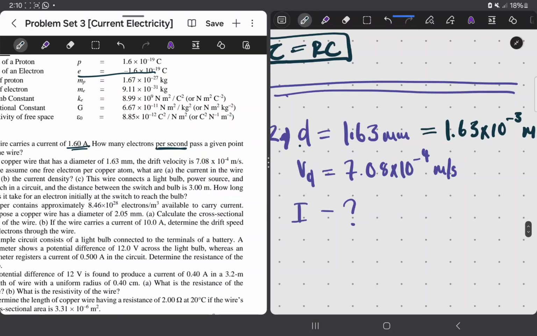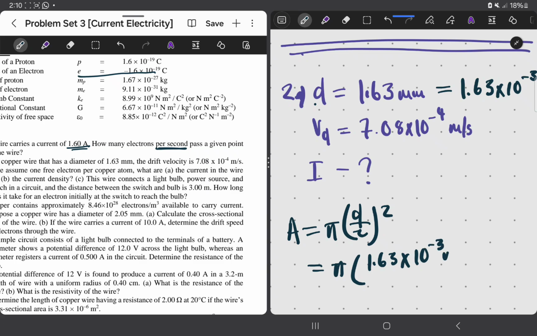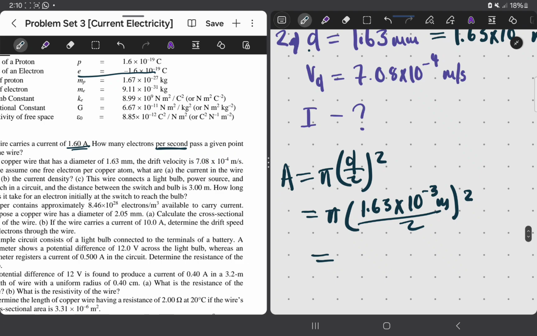Now, if I have diameter, what do I use D to get? Area. So I can go ahead and say area is equal to pi times D over 2, all squared. That's the only thing you use diameter for. So it's going to be pi times 1.63 times 10 to the negative 3 meters divided by 2, all squared. What am I going to get now for my area? You can punch it in the calculator exactly the way you see it here. Make sure you're good at that.